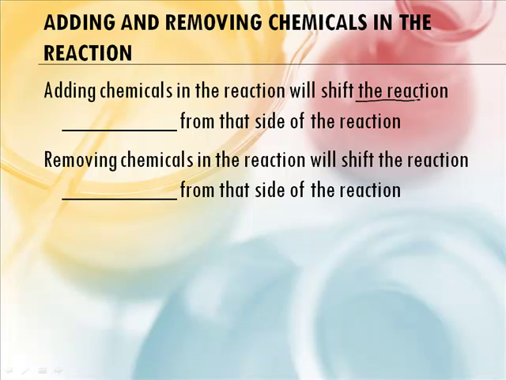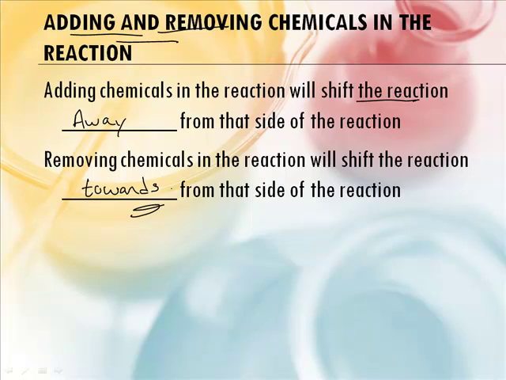Okay. All right, what if you add and remove chemicals in the reaction? Adding chemicals in the reaction will shift the reaction away from that side of the reaction. Removing chemicals will shift it towards. All right, so this is actually what happens when we add and remove chemicals.